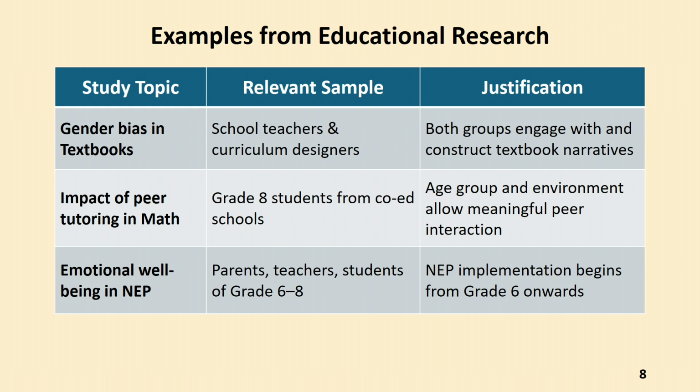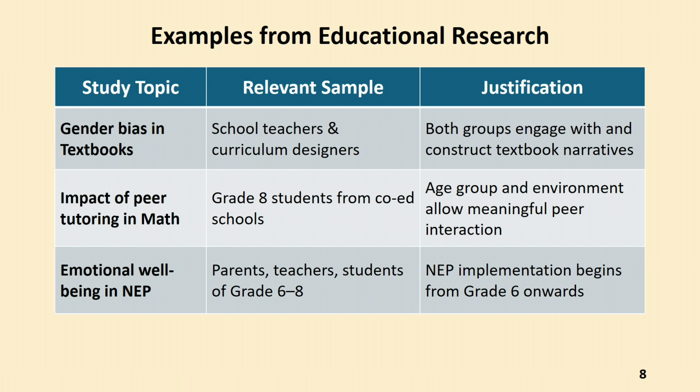Second is impact of peer tutoring in math. Relevant sample, grade 8 students from co-ed schools. Justification, age group and environment allow meaningful peer interactions. Next is emotional well-being in NEP. Relevant sample, parents, teachers, students of grade 6 to 8. Justification, NEP implementation begins from grade 6 onwards.